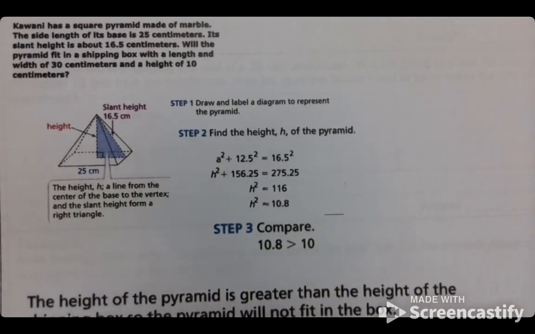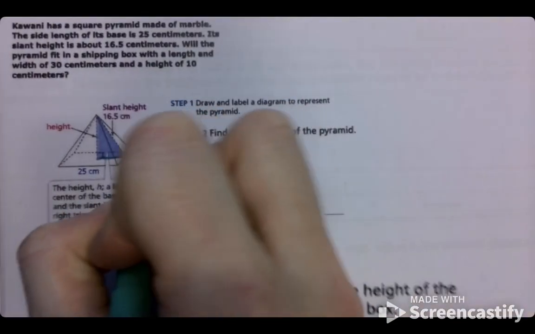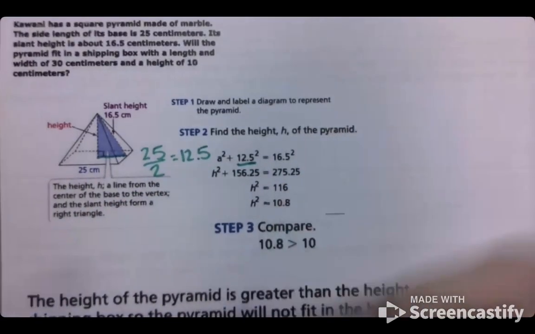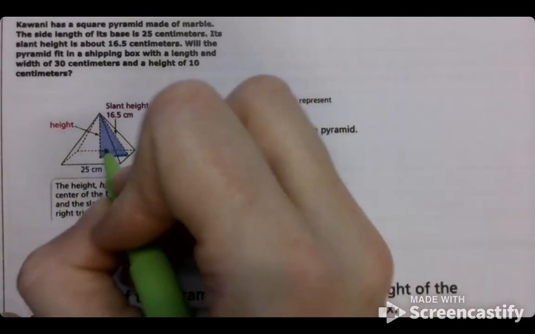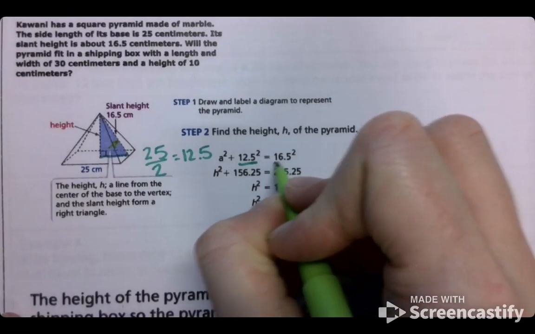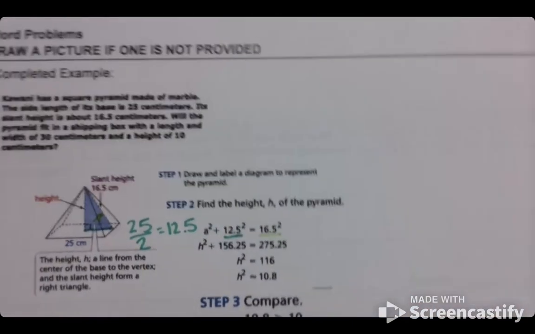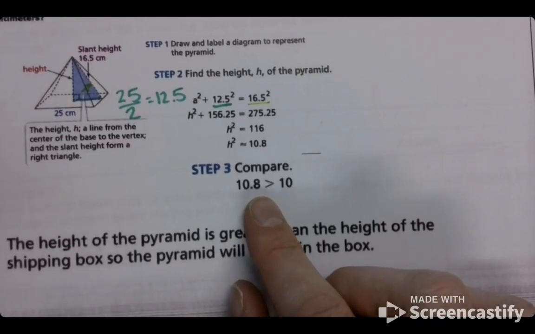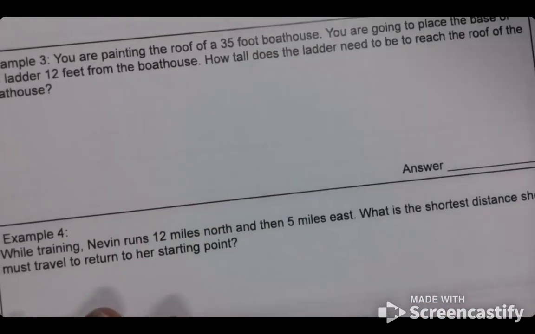If we only wanted to know this part, we take 25 and we divide it by 2 and get 12.5. That is our B. Our slant height, notice how that is our C because it's across from the right angle, right? Is 16.5. And so we are solving this by finding a leg. When they do that, they get 10.8. Well, the shipping box is only 10 centimeters, so the pyramid will not fit. Okay? So that's what we're looking at today.